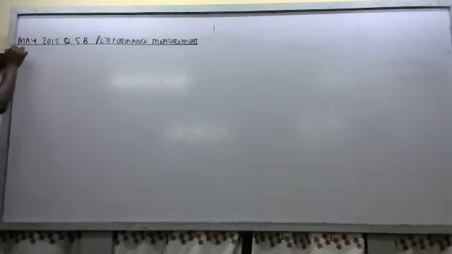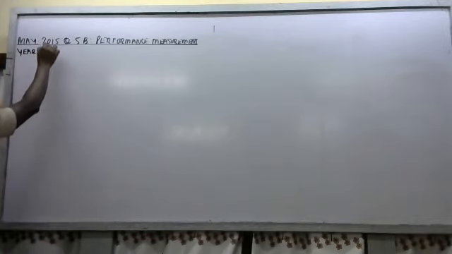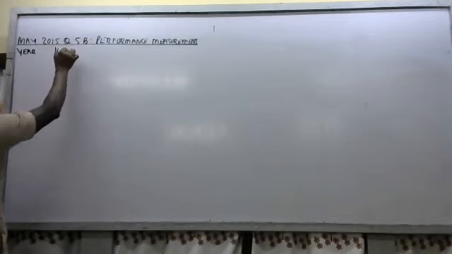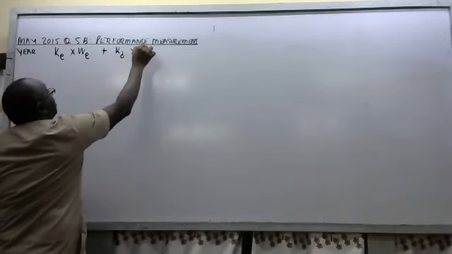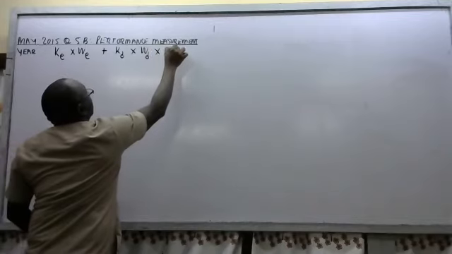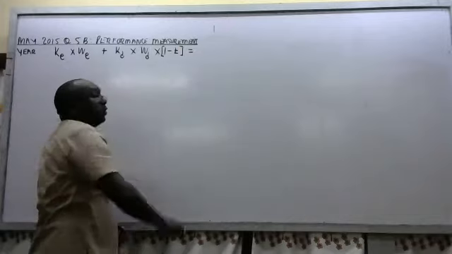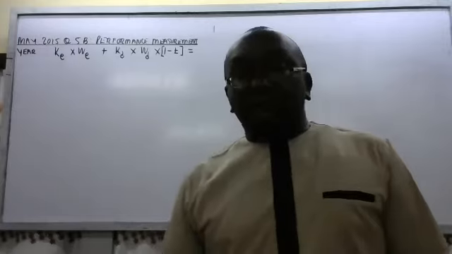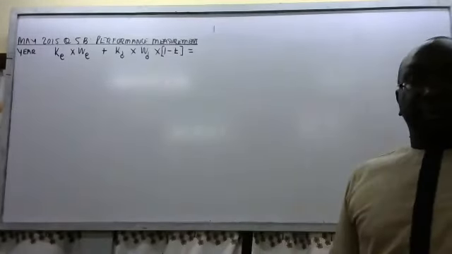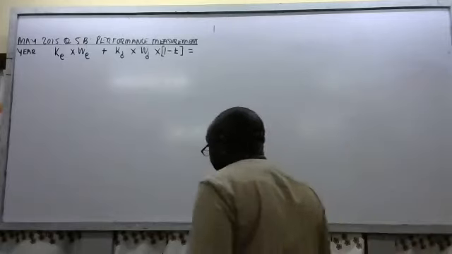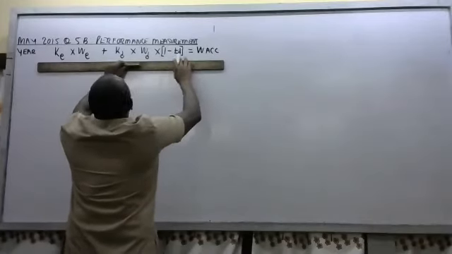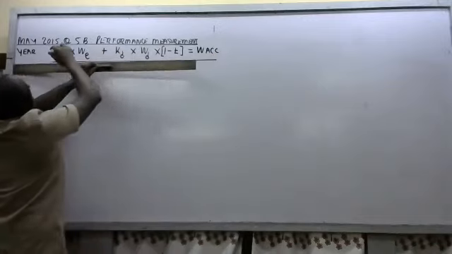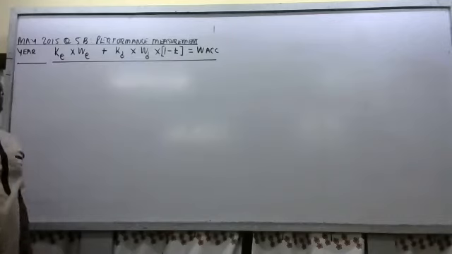We will require a working here. Then there is a formula you know so well, written as KE times WE plus KD times WD times 1 minus tax is equal to what? What is that called? Yes, good. WACC.